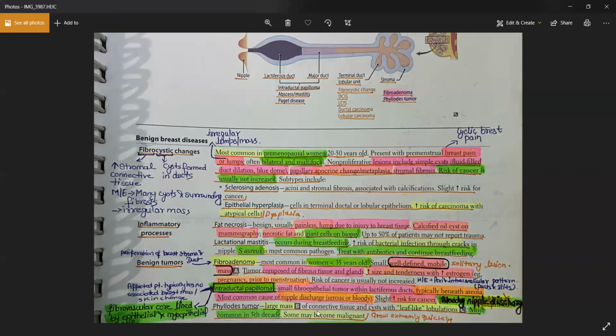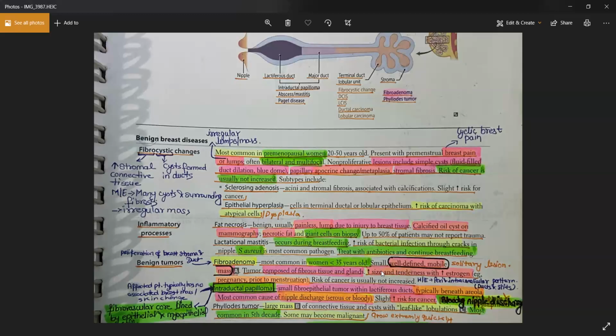Right. Again, if multiple masses are present, this could be fibrocystic changes. If a solitary lesion is present, this could be a fibroadenoma. After menstruation, this tumor will regress completely, just like a leiomyoma. So there is no need to treat the condition, and the risk of cancer generally does not increase.